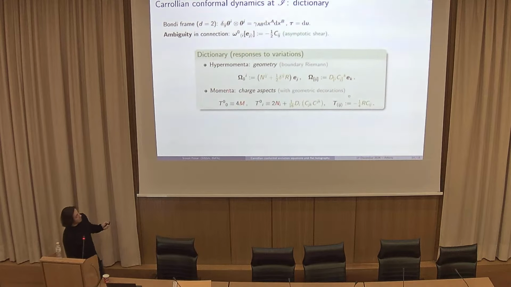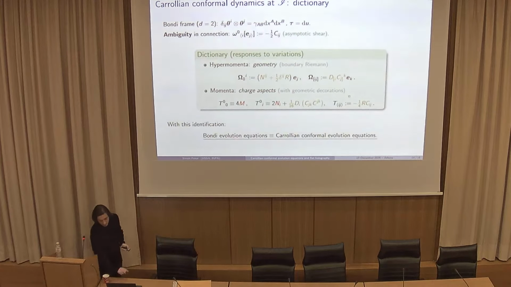And now I have to specify what are my momenta and hypermomenta. So the hypermomenta, we find it to be given in terms of boundary geometry, namely some components of the boundary Riemann tensor, while the momenta contains this mass aspect m and angular momentum aspect N_i, along with some geometric decorations. And if you do that, we showed that the Bondi evolution equations that I presented a few slides ago are nothing but Carrollian conformal evolution equations understood from a purely boundary intrinsic point of view.